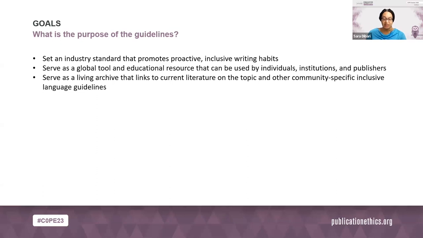There were a variety of subject-specific guidelines and general recommendations such as those from the AMA and APA. But at the time this project was launched, there were no comprehensive guidelines on inclusive language and not very many guidelines on inclusive images in scholarly communication, although some have been released in the interim, such as the one from the American Chemical Society.